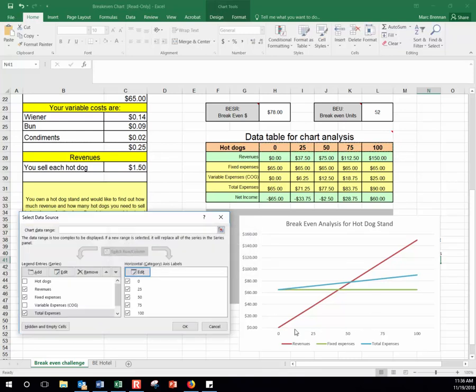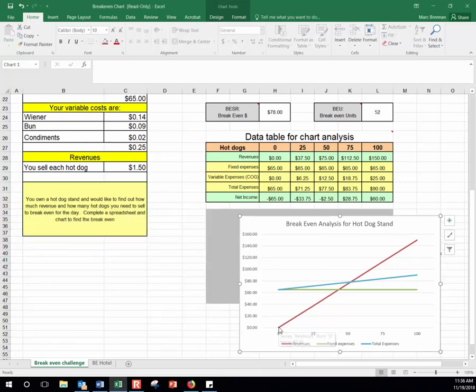See how all of a sudden now it's at 0 hot dogs, we have $0 in revenue. But we still have our fixed expenses, because even when we don't sell anything, we still have fixed expenses to take care of, and then this is our total expenses line.